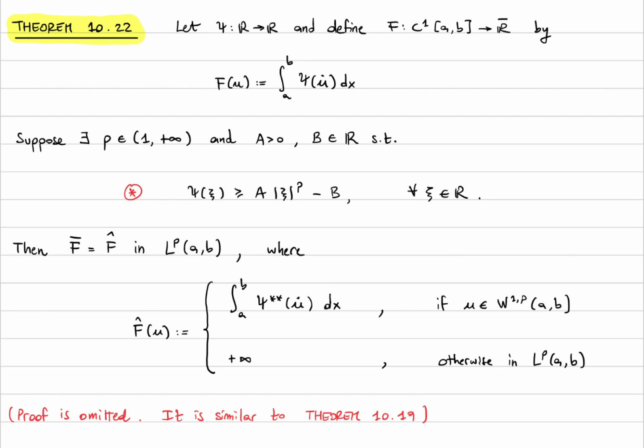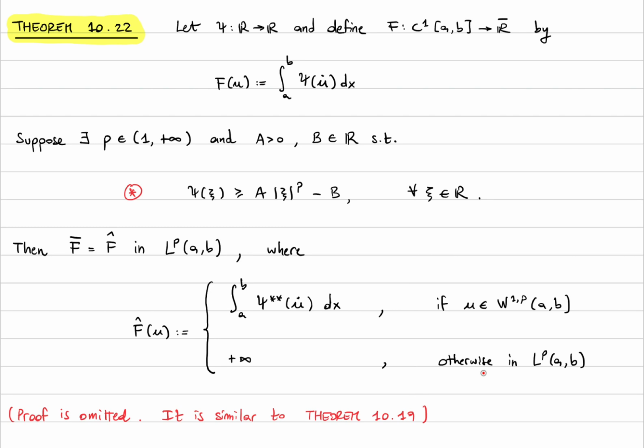The proof of this theorem is omitted, and it can be done in a similar way to the one of theorem 10.19, just probably point 3 in the verification of the assumption of the strategy 2 is more delicate. But we don't have time to go through the details of this proof, so I decided to omit it, as all the main ideas are already included in the proof of theorem 10.19.